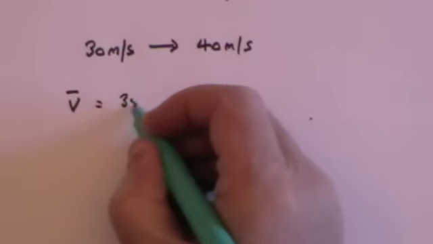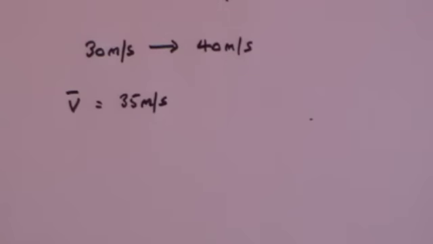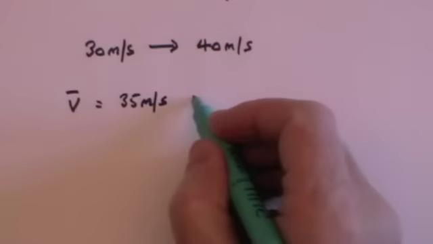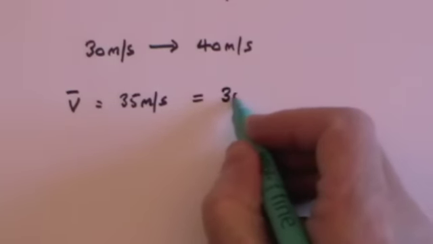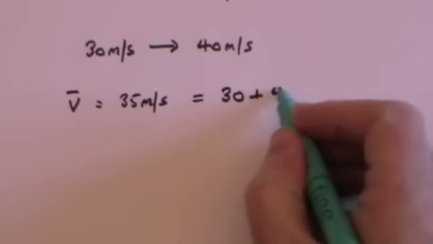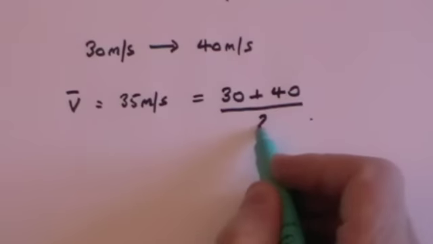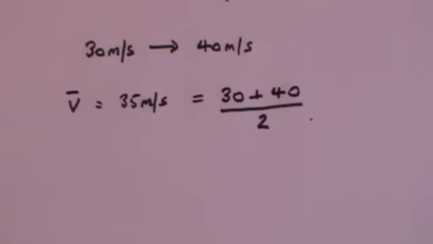Well, just by inspection, I think you probably would deduce that the average would be 35 metres per second. And how would you get that? Well, you'd actually say that that was the initial speed, 30 metres per second, plus the final speed, 40 metres per second, divided by 2. And that's right. 30 plus 40 is 70, divided by 2 is 35.